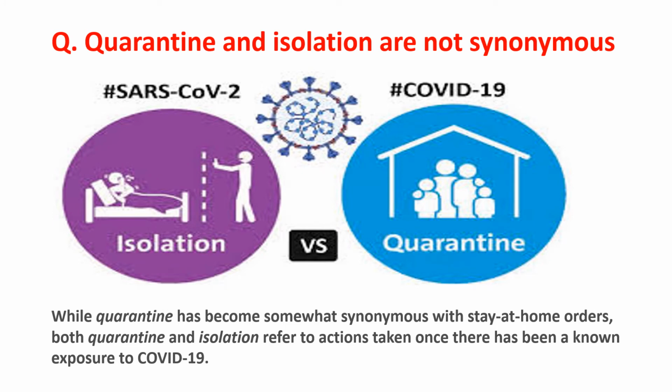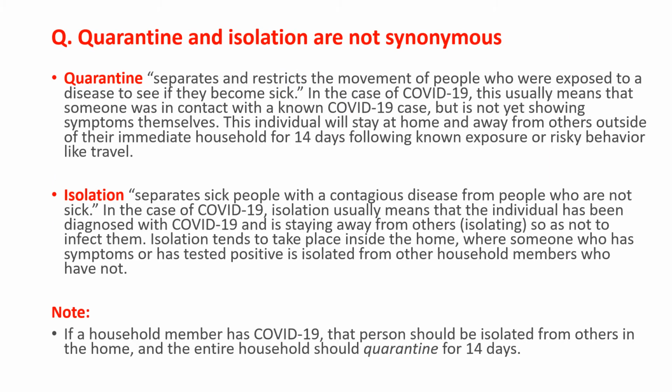Now let's come to two very familiar terms, particularly given the COVID pandemic since January 2020. Quarantine and isolation are almost part of your everyday dialogues. While quarantine has become somewhat synonymous with stay-at-home orders, both quarantine and isolation refer to actions taken once there has been a known exposure to COVID-19. But let's see why they are not synonymous, although sometimes we use them interchangeably, which is not right.